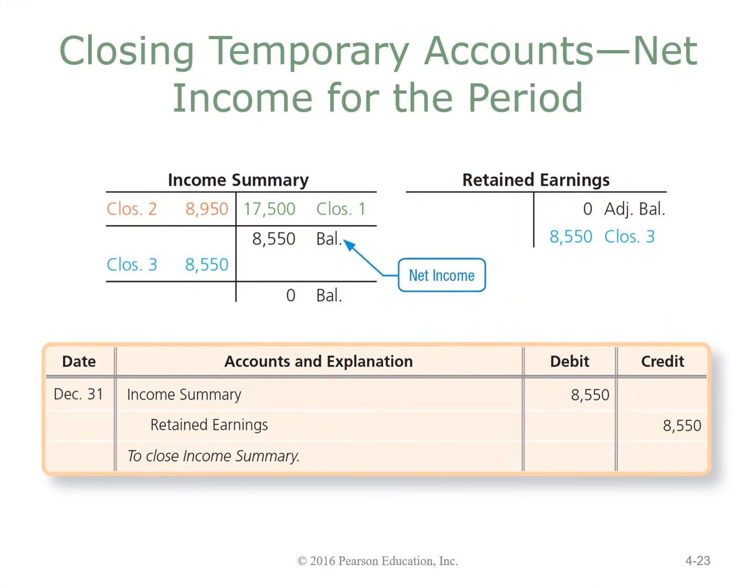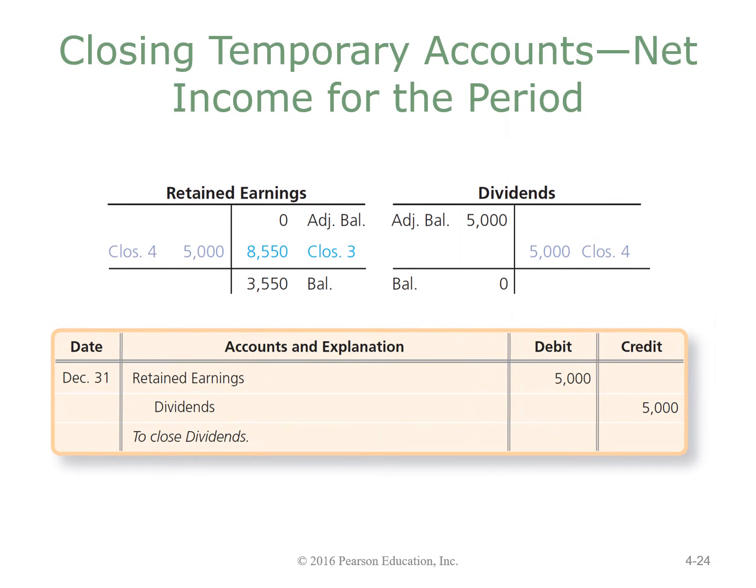So now the income summary has a credit balance, the revenue of 17,500, and it has expenses of 8,950. So now we have a balance of 8,550, which is the net income. So the income summary will be debited, as you can see, and this will go to the retained earnings. Yes, this is how it will be journalized in order to appear in the T account as we expect.